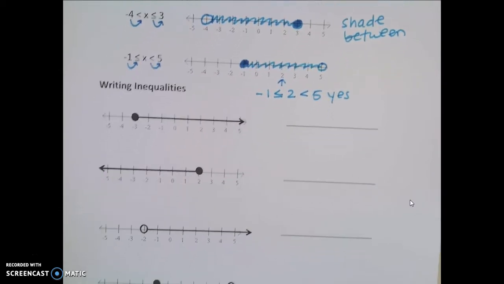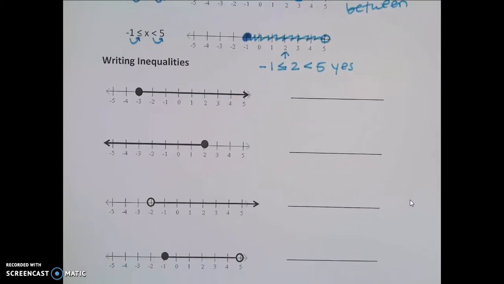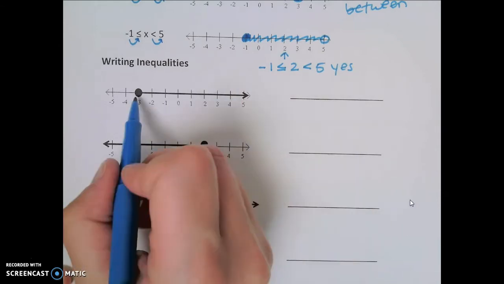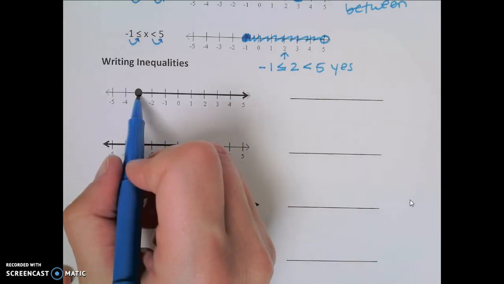Now on to the next part, writing inequalities. Okay, now you are going to write the inequality for these graphs. So there's always a dot and then the shading. You can start with the x or with the number. I'll show you how to do it both ways.